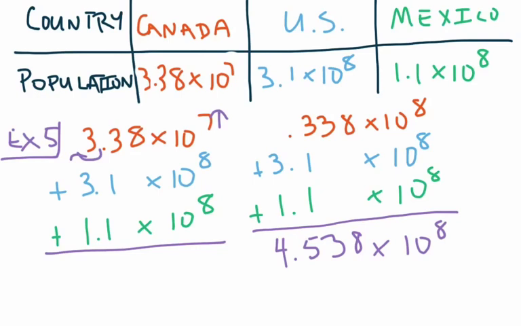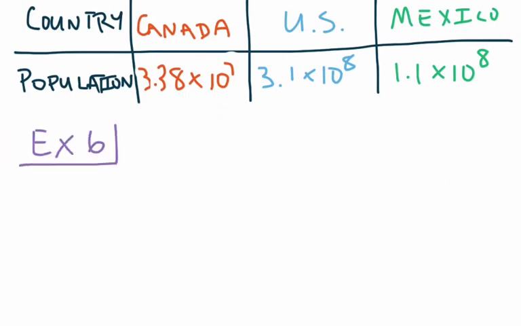So the population of the entire North American continent is going to be 4.538 times 10 to the 8th power. So that's my first example dealing with populations of countries in North America. Let's take a look at one more.